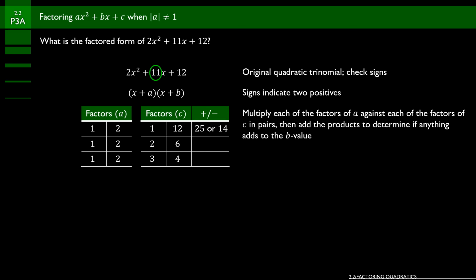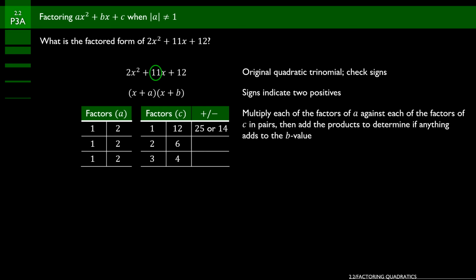That step is going to be now multiply the 1 against the 12 and multiply the 2 against the 1. When we do that, 1 times 12 gives us 12, 2 times 1 gives us 2. So 12 plus 2 is 14. It's still not the 11 that we're looking for. So we know that 1 and 12 are not part of the solution here.